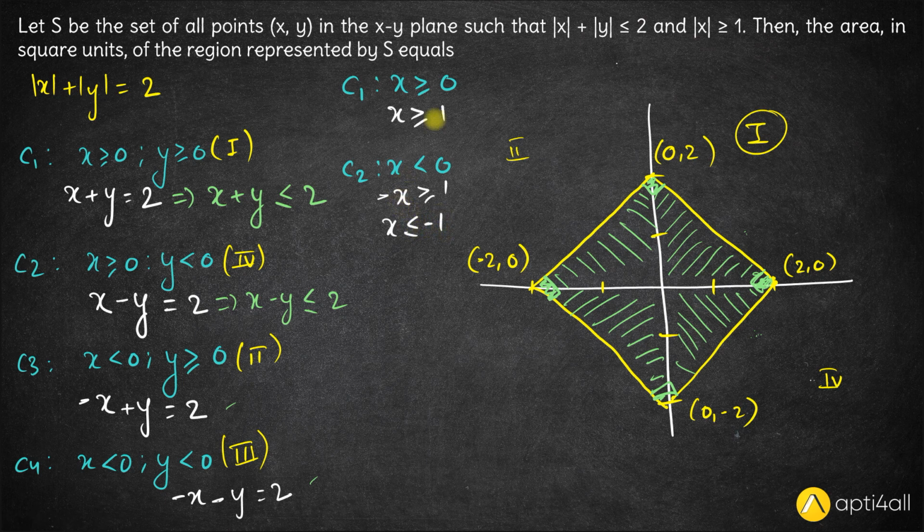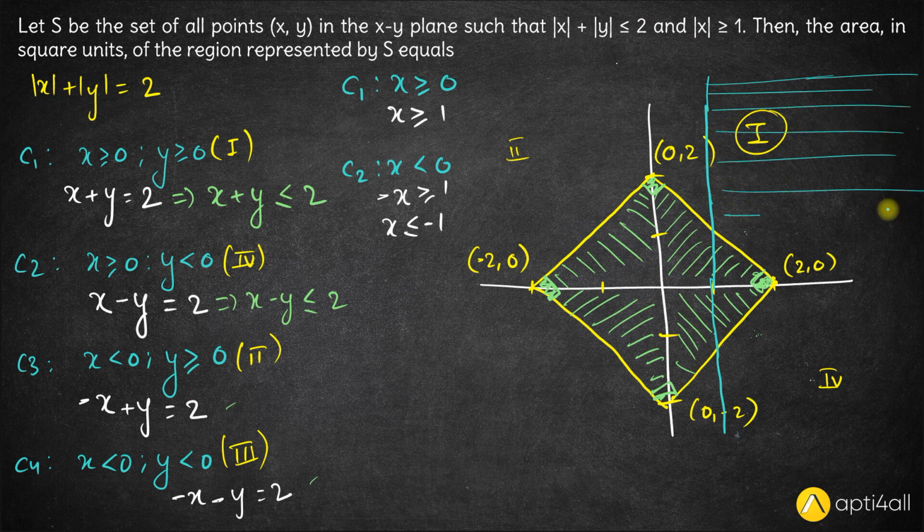Let's draw the graph for this now. If x is greater than or equal to 1, let's draw the graph for equality first. What is x equals 1? X equals 1 is a straight line parallel to the y-axis, cutting the x-axis at x equals 1. But we have x is greater than or equal to 1, so we need to consider this whole region. In this whole region, x is greater than 1, right?